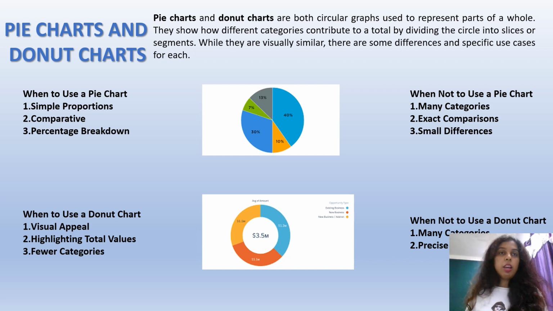To summarize, we can say both pie and donut charts are useful for showing how different parts contribute to a whole, with donut charts offering a more modern look and space for additional information. However, they are best suited for simple datasets with a limited number of categories and are not ideal for precise comparisons or large amounts of data.